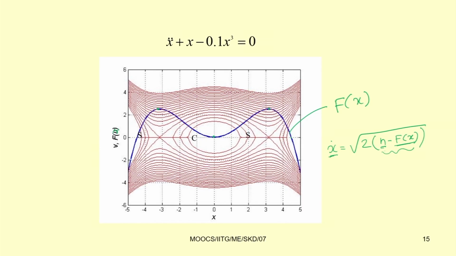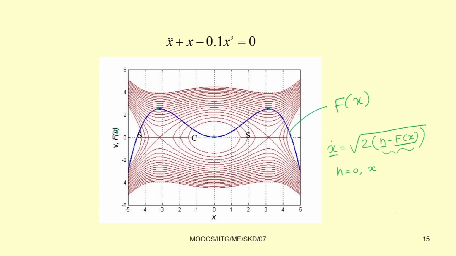So, that means there will be no flow. Let us take this zero line. If the total energy h equals 0, then x dot becomes imaginary. So this will have an imaginary value, and there will be no motion.